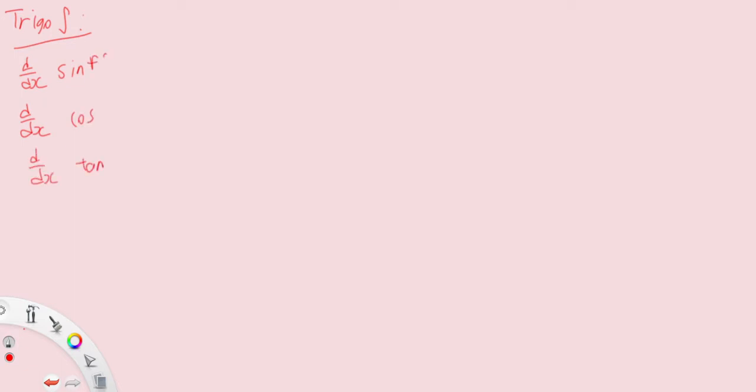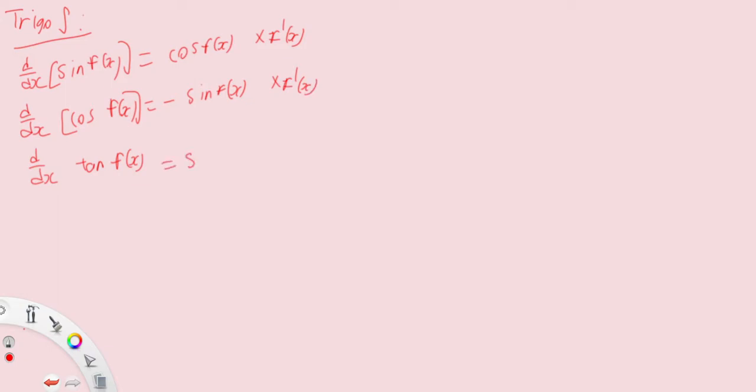So sine f(x), cosine f(x), and tangent f(x). I believe that you guys could remember your derivative. So this will give us cosine f(x) times f'(x). Then this will give us minus sine f(x) times f'(x). Then lastly, secant squared f(x) times f'(x).